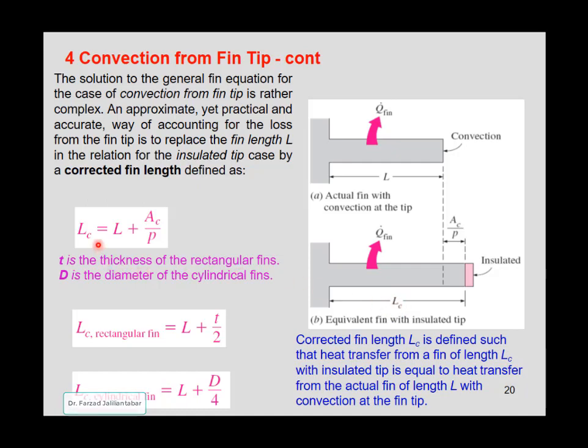So the corrected fin length is generally like this: LC equals L plus AC by P. P is the perimeter of the fin, and AC is the surface area of the heat transfer. So for the rectangular fin it will be like this with the thickness of T, and for the cylindrical fin this corrected fin length is this much.